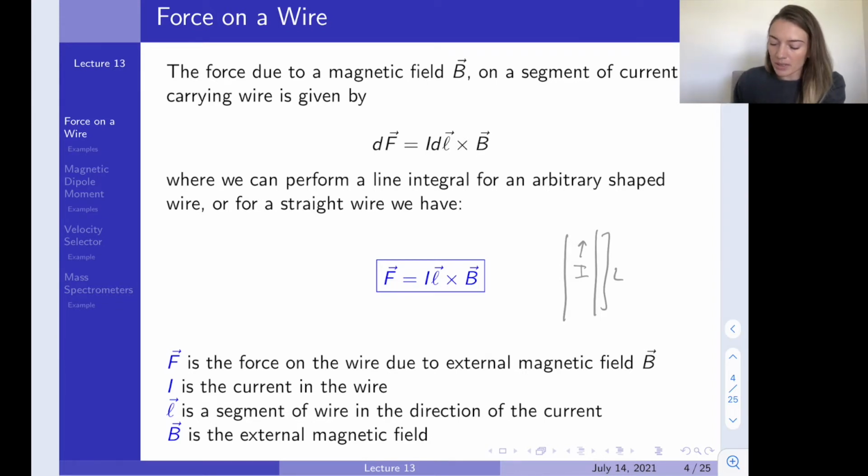And now this is important. We'll get more into this in chapter 28. Just make sure that you realize that this magnetic field is some external magnetic field. We'll see in chapter 28 that wires produce their own magnetic field. So this B is some different magnetic field. It's not the magnetic field due to the wire itself.